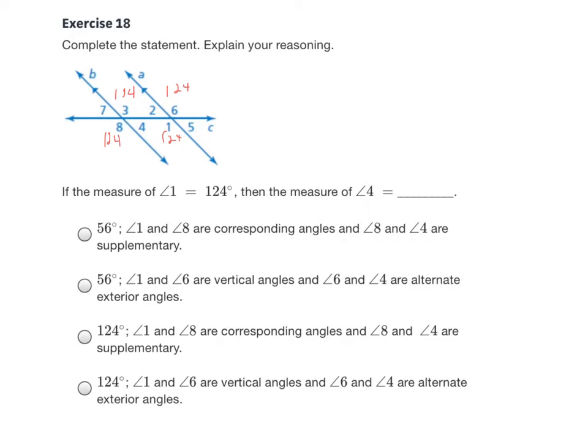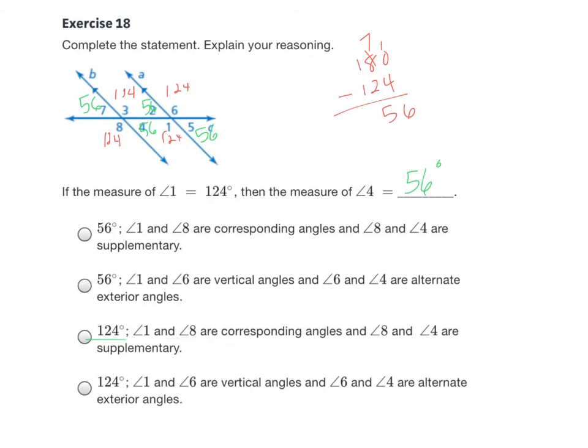To figure out what, let's say, 5 is, you would do 180 minus 124. So I subtract those. I'm going to borrow. It's going to give me 6 and 5. So I get 56 for all the other angles. Let me go green. So I'd have 56 here, 56 for 2, 56 for 4, and 56 for 7. So now let's answer the question. Then the measure of angle 4 is 56 degrees.